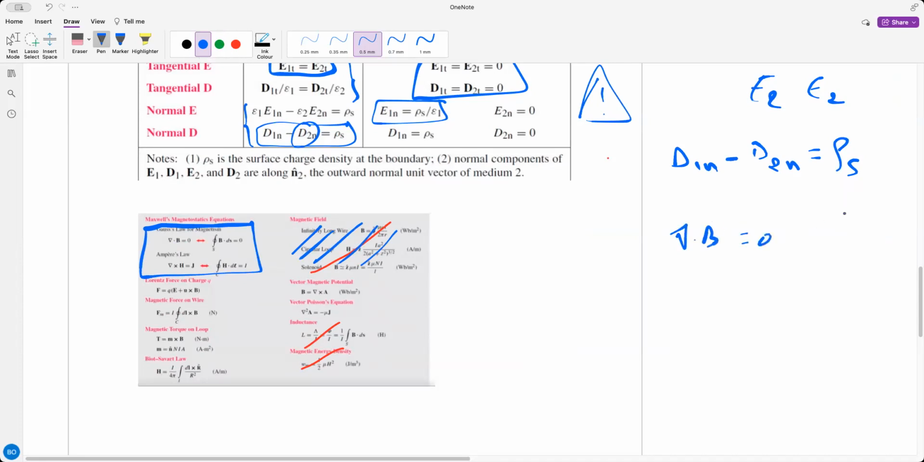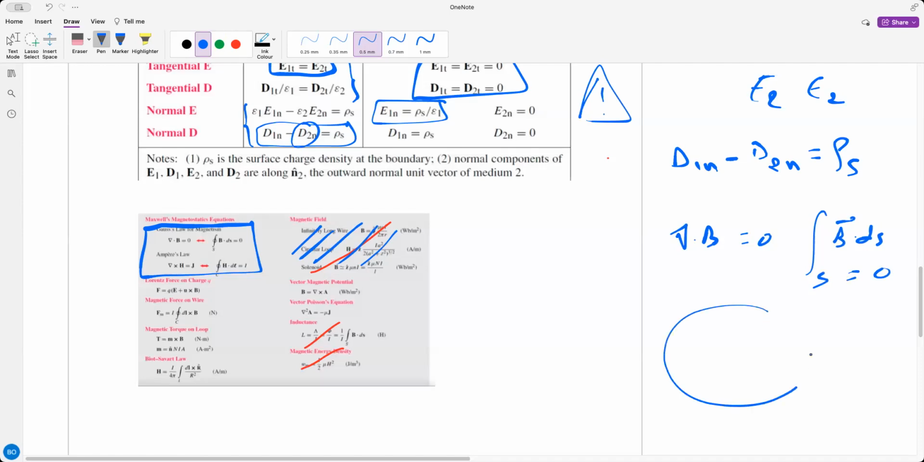It is equal to 0. It is like a Gauss law: the integral over a surface of the magnetic field is equal to 0. And now we know why.